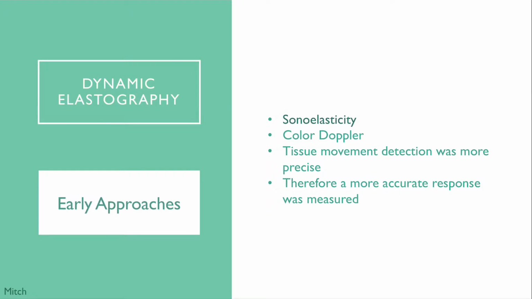Sonoelasticity was developed based on the Summative accuracy issues. Color Doppler was again used to measure tissue movement, but a piston-mounted transducer was used as the external vibration device. Tissue movement detection was more precise since the external device would produce identical vibrations in each study, which produced a more accurate measured response.